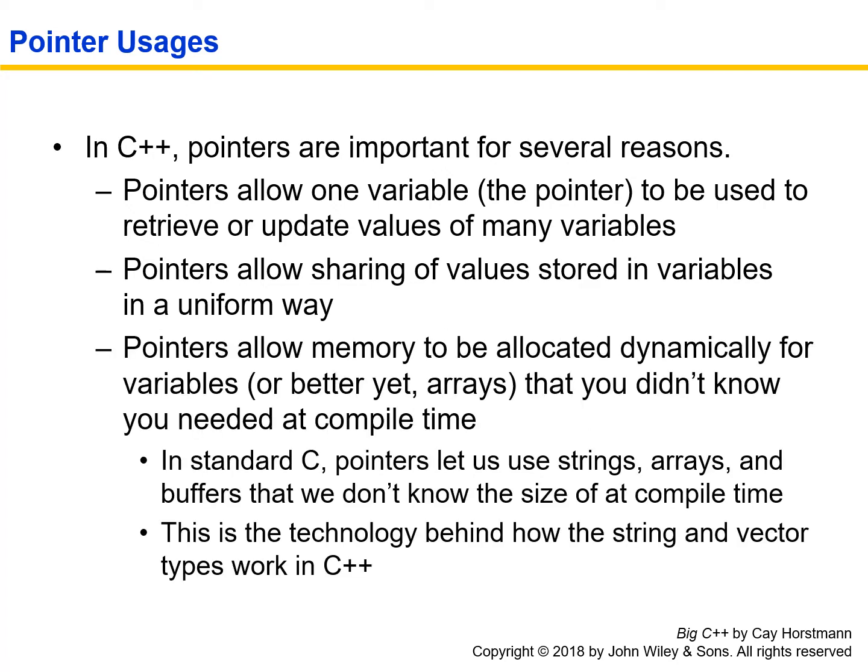Pointers also allow memory to be allocated dynamically. That means if you have a variable that you didn't know you needed at compile time, you can just create it on the fly with a pointer. It works even better for arrays, especially in standard C where there aren't string objects and vector objects. Pointers let you use strings, arrays, and buffers that you don't know the size of at compile time. And it's this pointer technology that enables the string object and vector object in C++.